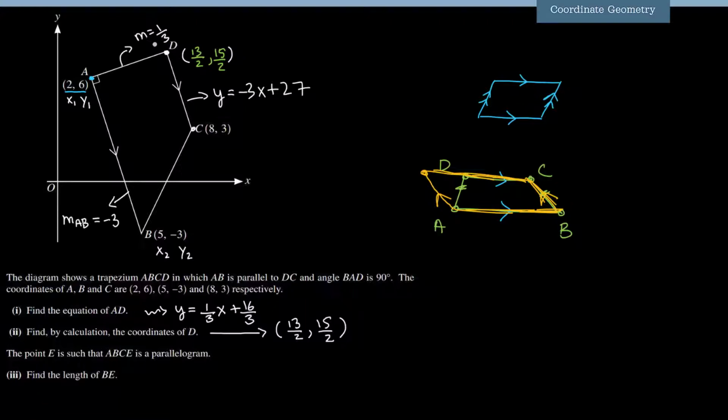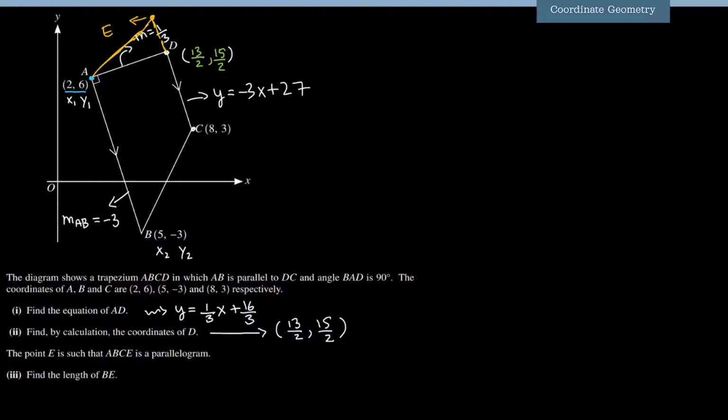So I can say that my point E is somewhere on the north side of point D. This is point E. Now point E is the point of intersection of line AE and line EC. And line EC is going to have the same equation as line DC because DC is on the same line as line EC. So the line EC is going to have the equation of y is equal to minus 3x plus 27.